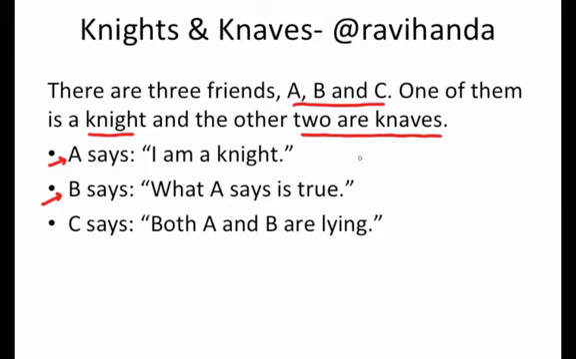Statement B says, what A says is true. So if we assume that what B is saying is true, that means B will be a knight. That will make A also a knight. You cannot have two knights. You cannot have two people speaking the truth. That means our assumption that B is speaking the truth was incorrect. And hence I know that B is speaking a lie, or B is false, because what I assumed became incorrect.